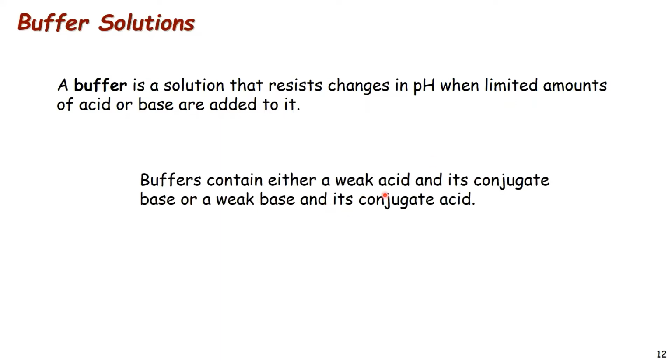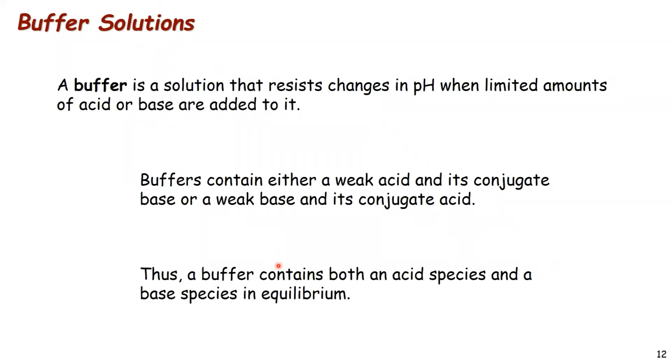But buffers contain either the weak acid and its conjugate base, or vice versa, its weak base and its conjugate acid. It depends on what pH you want your buffer at. If you want your buffer at a pH less than 7, so acidic, you're going to use the weak acid and its conjugate base. If you want a buffer that's basic, so a pH greater than 7, then you're going to use a weak base and its conjugate acid. So thus, a buffer contains both an acid and a base species in equilibrium, just like we saw with the common ion effect of the formic acid with the sodium formate.